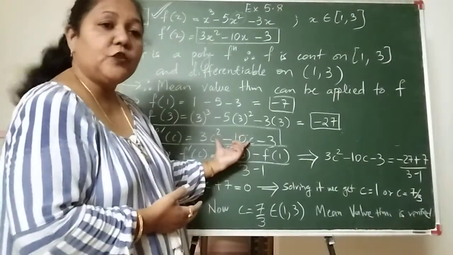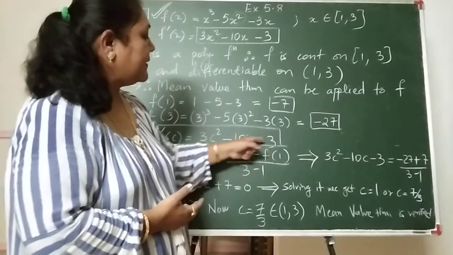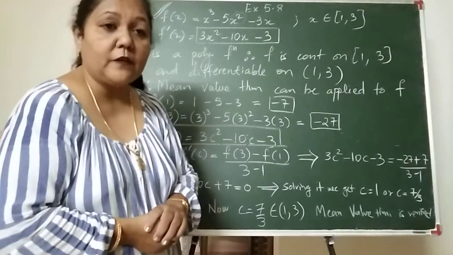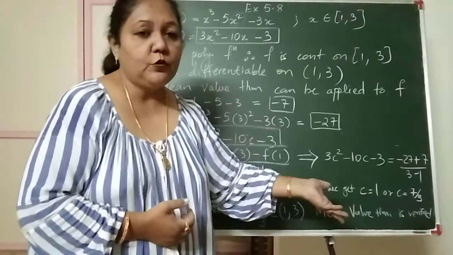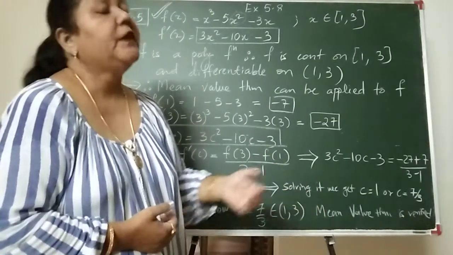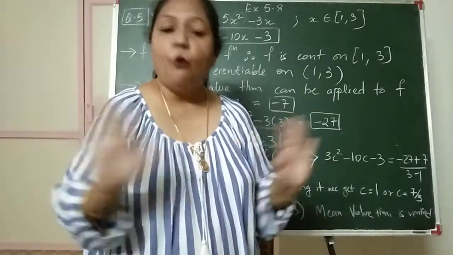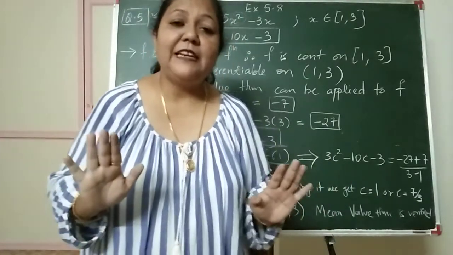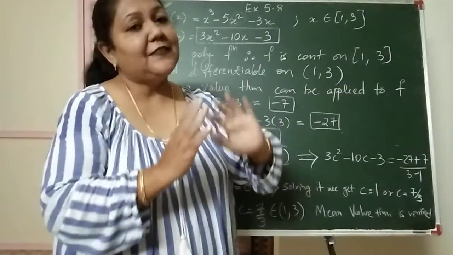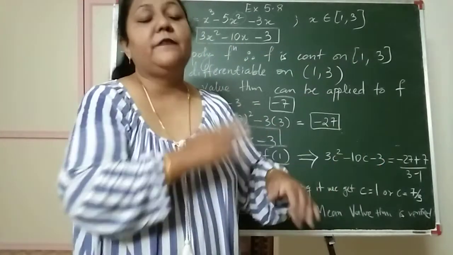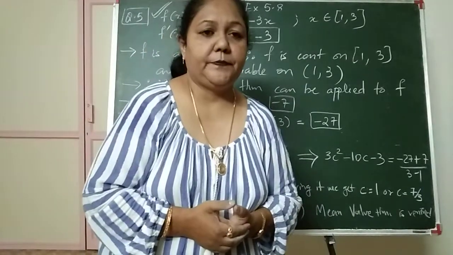So solve f dash of c is equal to 0, that is 3c square minus 10c minus 3 is equal to 0. Solve it, you will get some value of c, but that c does not belong to the open interval 1 comma 3. So the question was, does there exist a c? So we say no, there does not exist any c such that f dash of c is equal to 0 and c belongs to the open interval. So second question is a no. Let's go to the next one.